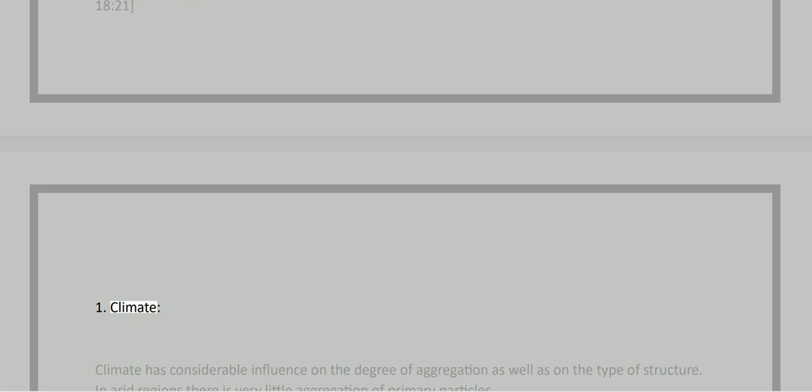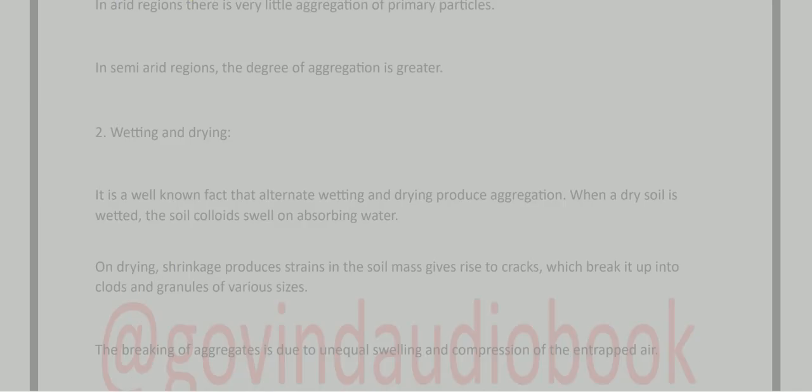1. Climate. Climate has considerable influence on the degree of aggregation as well as on the type of structure. In arid regions there is very little aggregation of primary particles. In semi-arid regions, the degree of aggregation is greater. 2. Wetting and drying. It is a well-known fact that alternate wetting and drying produce aggregation. When a dry soil is wetted, the soil colloids swell on absorbing water. On drying, shrinkage produces strains in the soil mass and gives rise to cracks, which break it up into clods and granules of various sizes. The breaking of aggregates is due to unequal swelling and compression of the entrapped air.